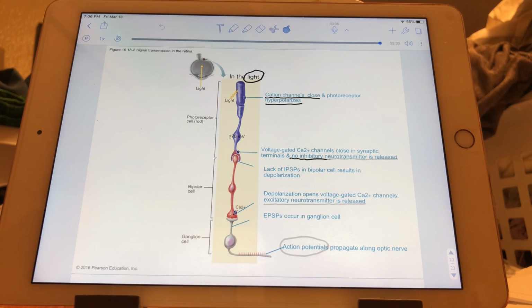It no longer is releasing an inhibitory neurotransmitter onto bipolar cells, which allows bipolar cells to finally release their neurotransmitter, which is excitatory. That release of excitatory neurotransmitter causes or initiates an action potential in ganglion cell, and voila, vision. So cool. Sorry about all the background noises.